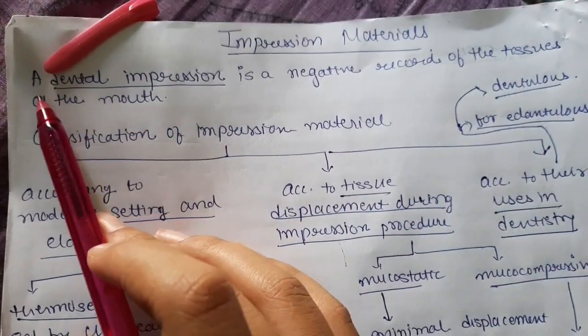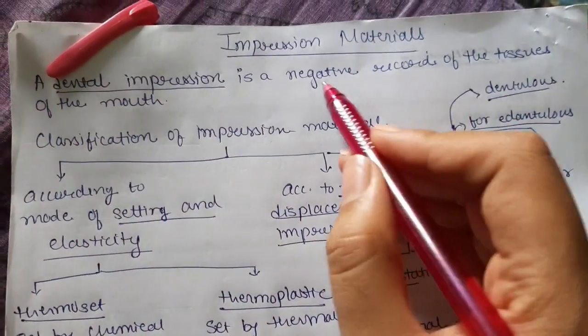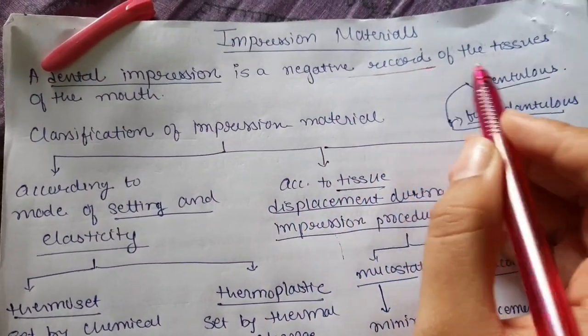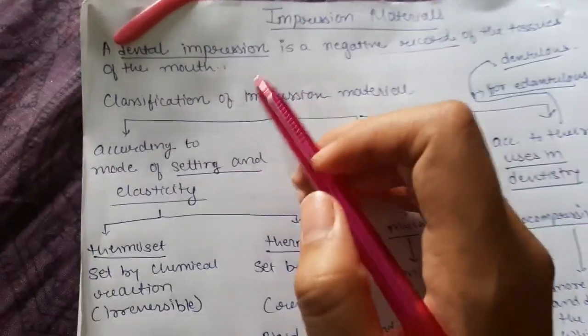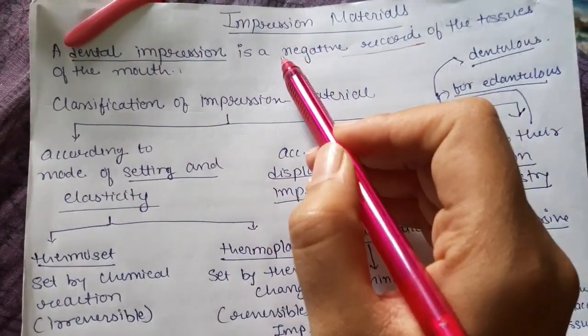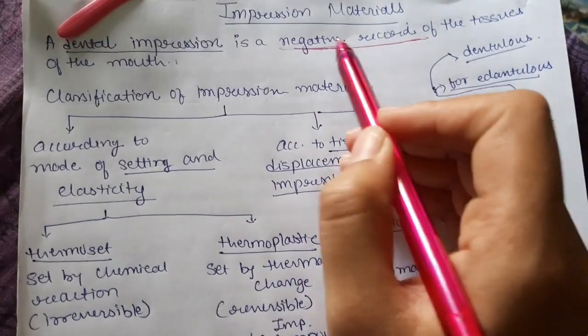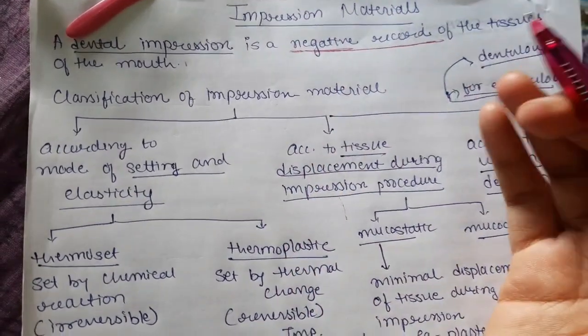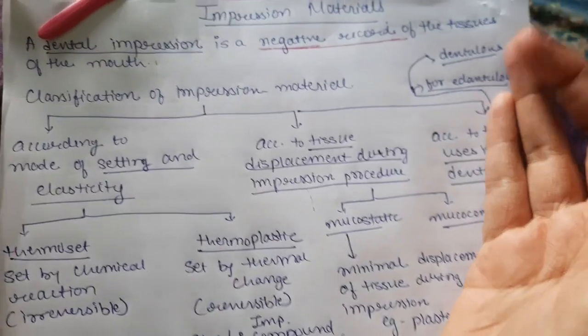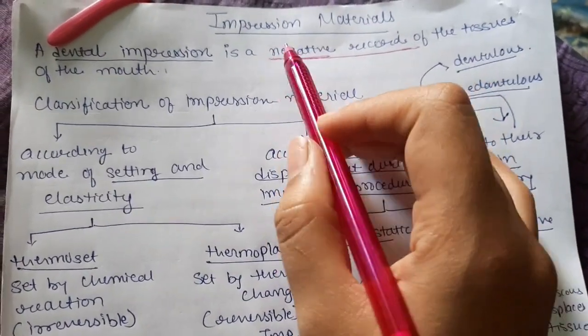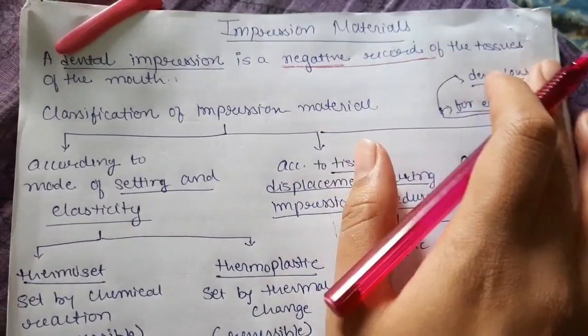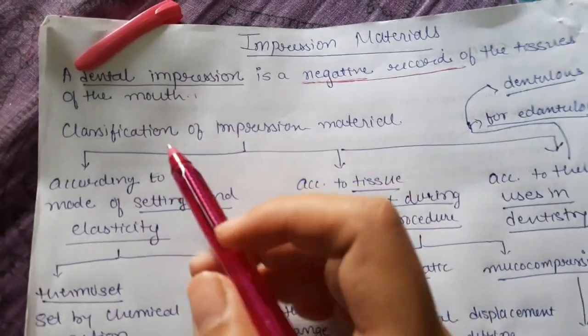Today we are going to study dental materials, impression materials. So the dental impression is a negative record of the tissues of the mouth. They are taken as a mouth record when we have to make any denture or anything else. First of all, these are used to take the record of the tissues present in the mouth.